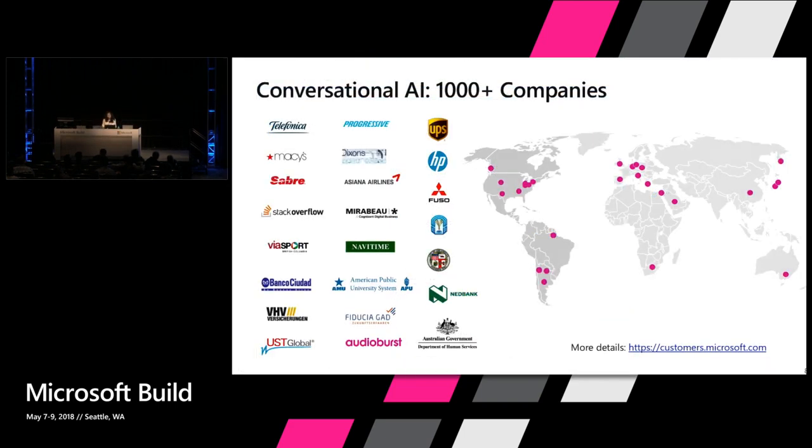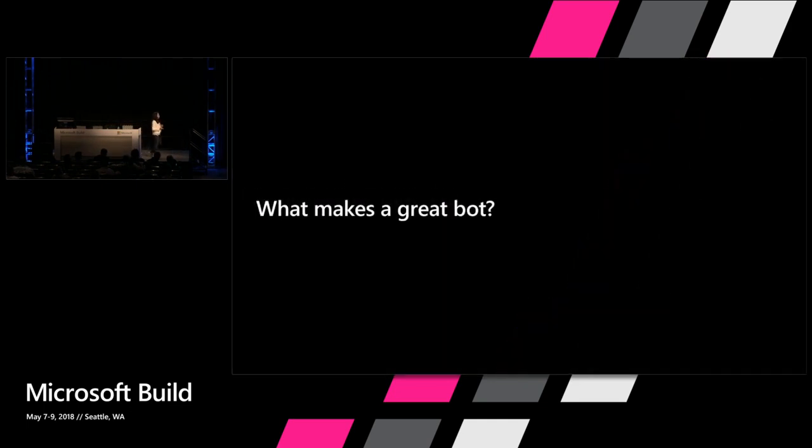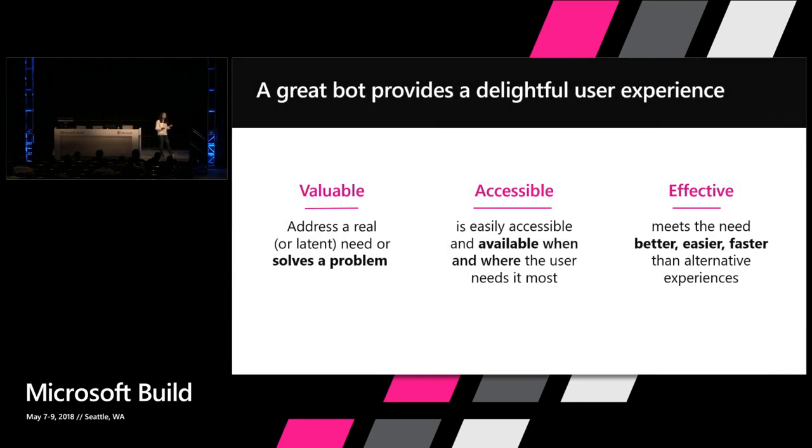So let's summarize the few examples. What do you think makes a great bot? Is it how many AI services it uses? Is it whether it uses buttons or cards? Is it whether it uses voice or not? Great bots are very similar to great websites or great apps. One thing they have in common is that they have to provide a delightful user experience. So let's break that down.